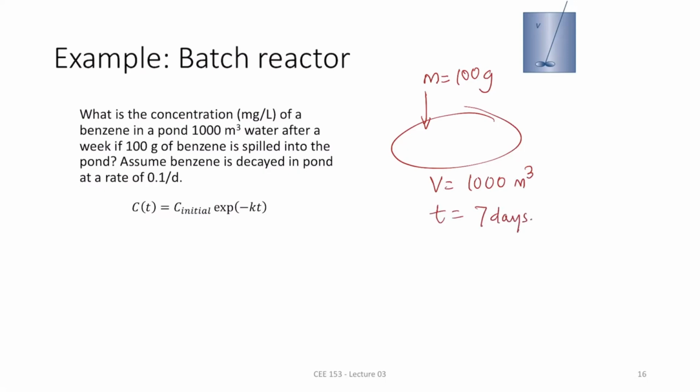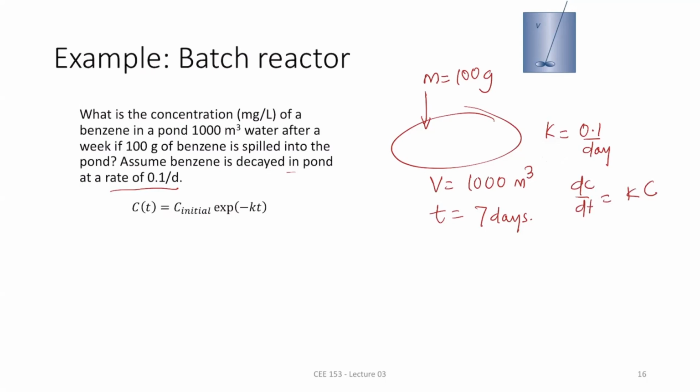Now the question is, does the concentration of contaminant change with time? Is there a reaction? Yes, there is. It says benzene decays in a pond at a rate of 0.1 per day. So K is 0.1 over day. I didn't tell you whether it's first, second, third, or zero order, but I give you the unit. The unit of K is 1 over time, and you know that unit is for a first order reaction. So I just put K1 to indicate a first order reaction. That means dC by dt is Kc.